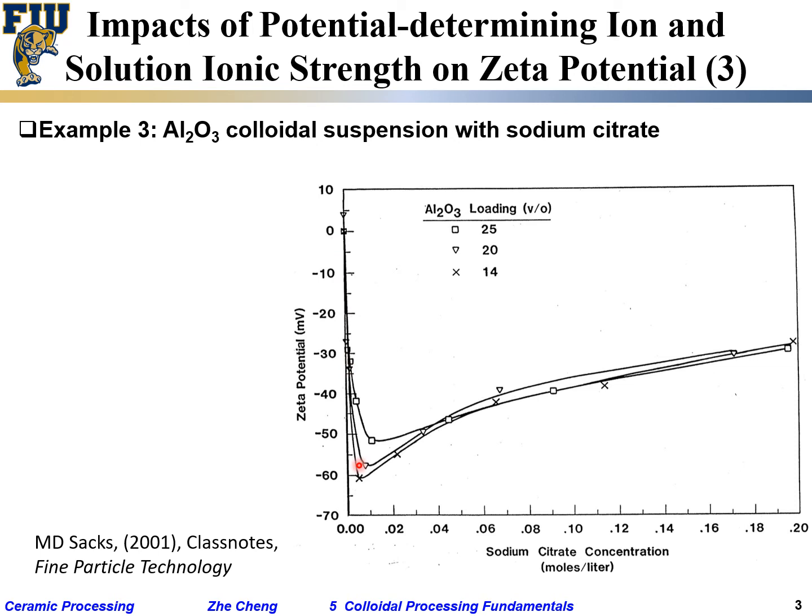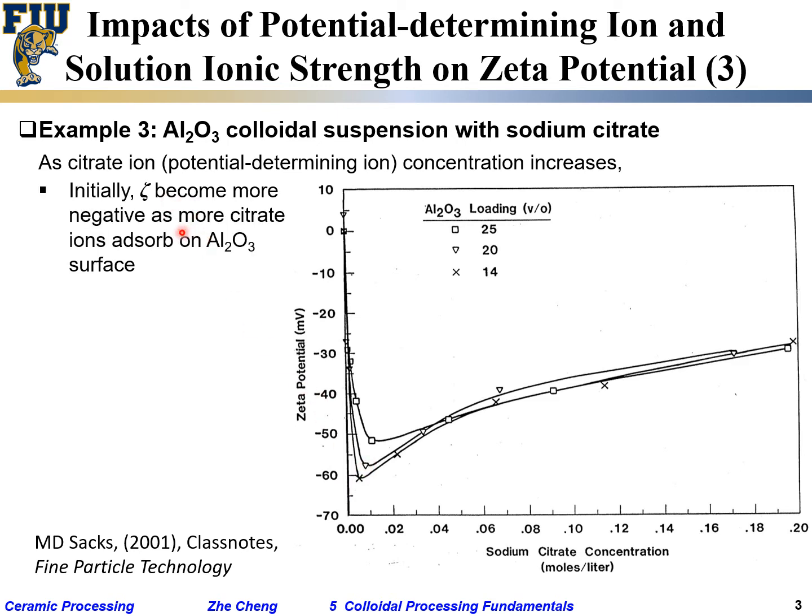Decrease, become much more negative. From 0, decrease rapidly from a very high negative value. Very high negative value. It means the citrate ion, as we get more and more, is preferentially absorbed onto the aluminum oxide surface and gives it a negative zeta potential. Initially, zeta potential becomes more negative as more citrate ion absorbs. From here to here.